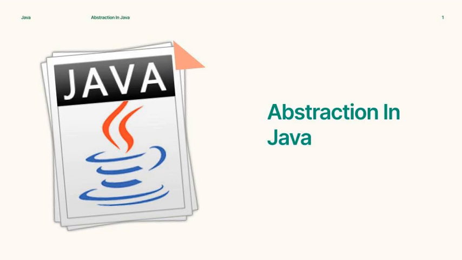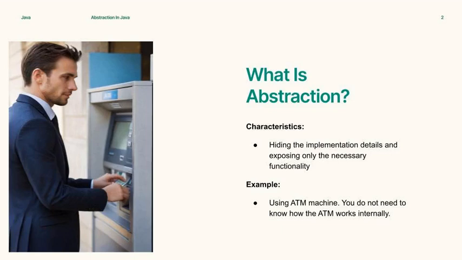Today, we are diving into abstraction, a core principle of object-oriented programming. Abstraction is the process of hiding the implementation details of a class and exposing only the necessary functionality. Let's understand this by a real-life example.